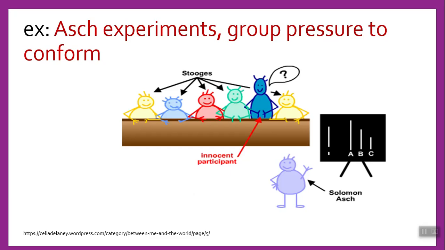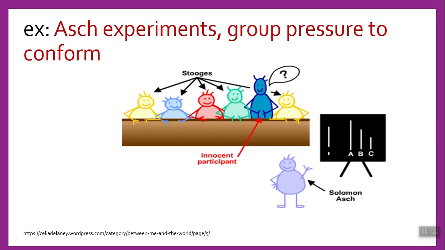Which line is the longest? Which line is the shortest? He would ask them to look at the cards with the lines on it and state which line matched the line on another card. Seems pretty simple and straightforward. But in each group of 8 people, only one of the people was actually being studied. The other 7 were in on the experiment. And what they did was, when this would first start, they would all give the right answer, the obviously correct answer. And the one person who was not in on it, it was always arranged they would answer last.